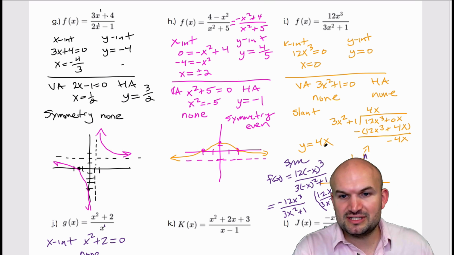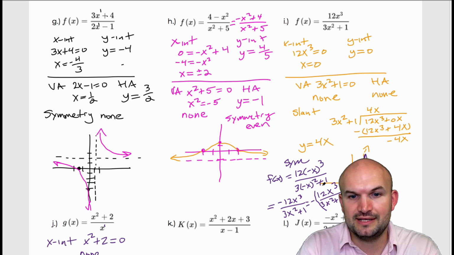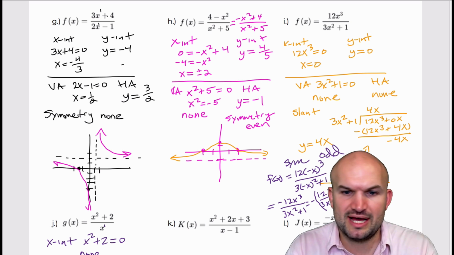So that's why. But you can see here, this has symmetry about the origin. So therefore, it is odd. So therefore, the symmetry is odd. I just want to make sure we cover that.